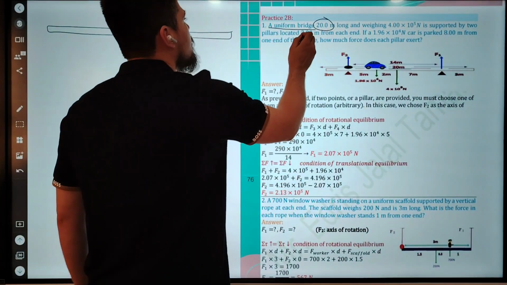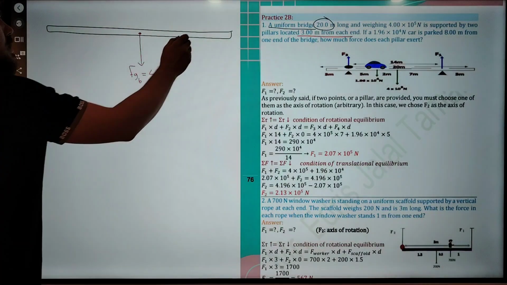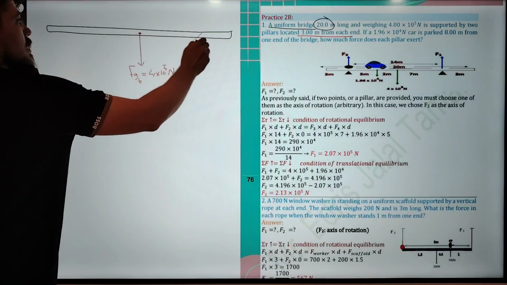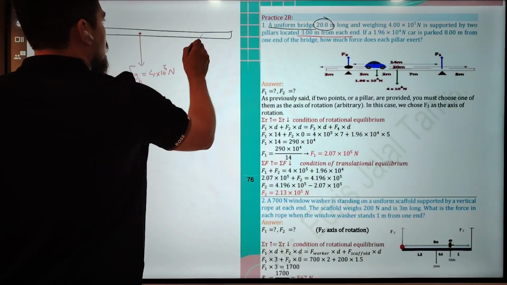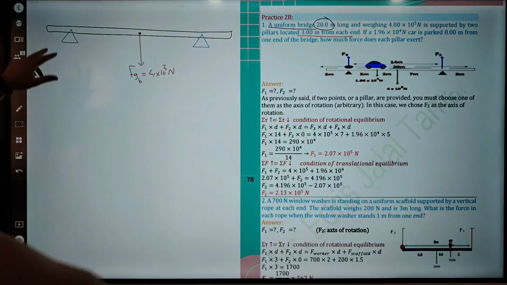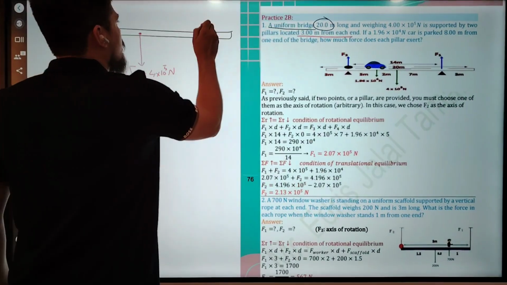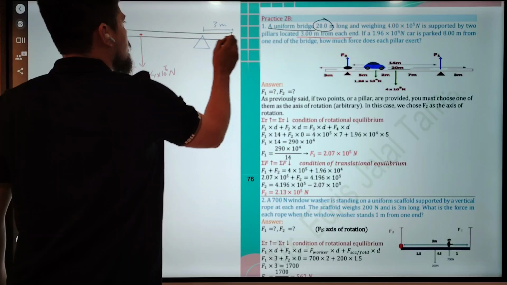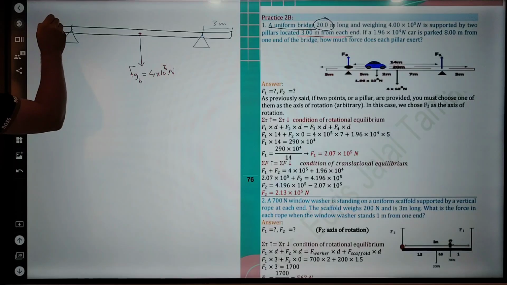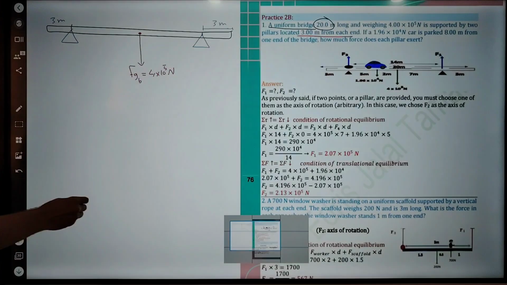Supported by 2 pillars located 3 meters from each end. What do you mean by 3 meters from each end? It means that we have 2 pillars located 3 meters from each end. How many pillars do we have? Because the bridge is supported by these 2 pillars. Each is 3 meters from each end. The distance from this pillar to this end is 3 meters. The distance from this end to this pillar is also 3 meters. What remains here? 20 minus 3 minus 3.